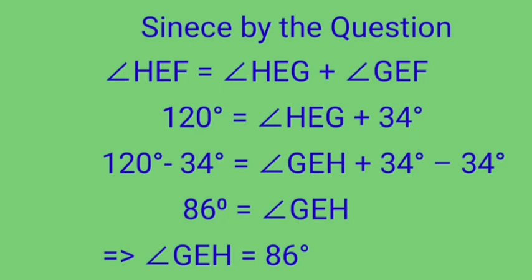Since, by the question, angle HEF is equal to the sum of angle HEG and angle GEF, by substituting the values from the diagram, we get 120 degree is equal to angle HEG plus 34 degree. After simplifying this expression, we get angle GEH is equal to 86 degree, which is the required answer.